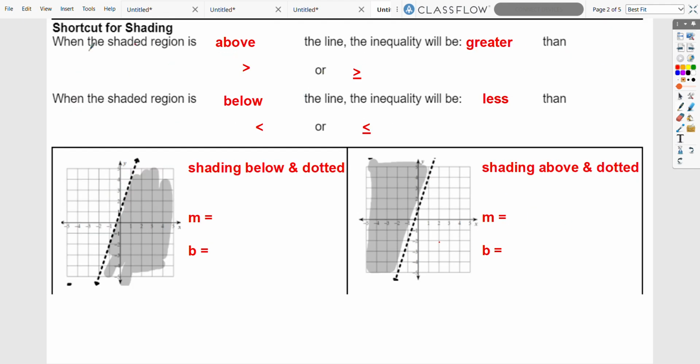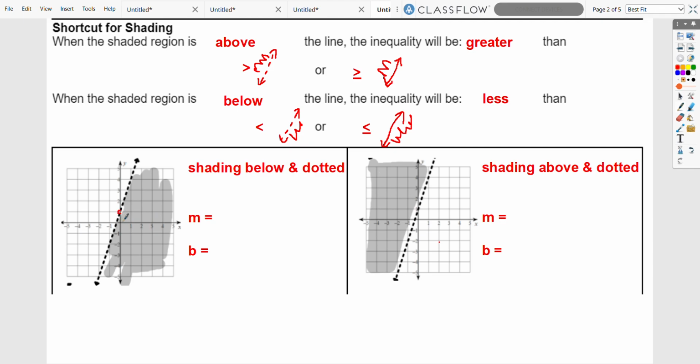Here's another shortcut: when the shaded region is above the line, the inequality will be greater. So that means it's either going to be greater than or greater than or equal to. This one right here is if it's dotted and above, and this one right here is if it's solid and above. And when the shaded region is below, it's going to be less than. So it'll be either less than with a dotted line and below, or less than or equal to with a solid line and below.